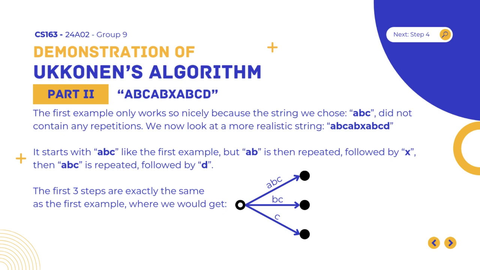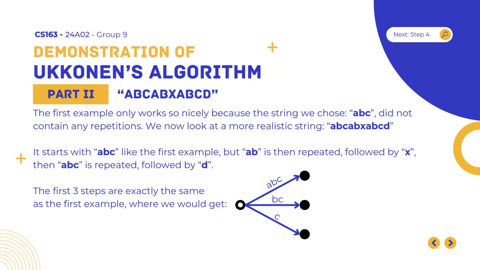With a more realistic string, things get much harder. We look at a more realistic string like ABCABXABCD. It starts with ABC, but AB is repeated and then followed by X, and then ABC is repeated again and followed by D. The first three steps are exactly the same. We would get this tree right here.